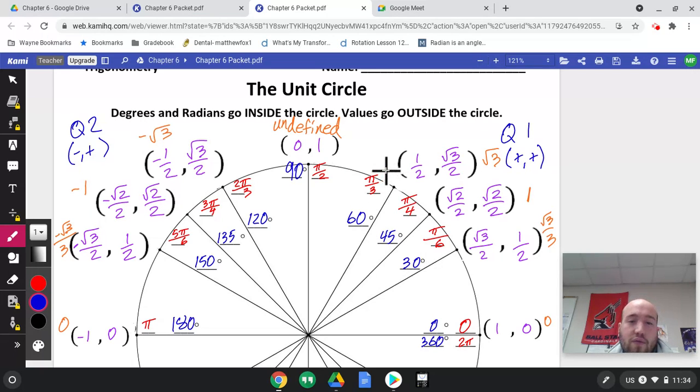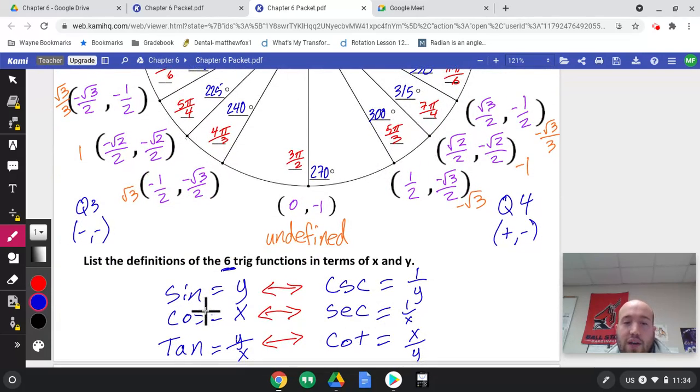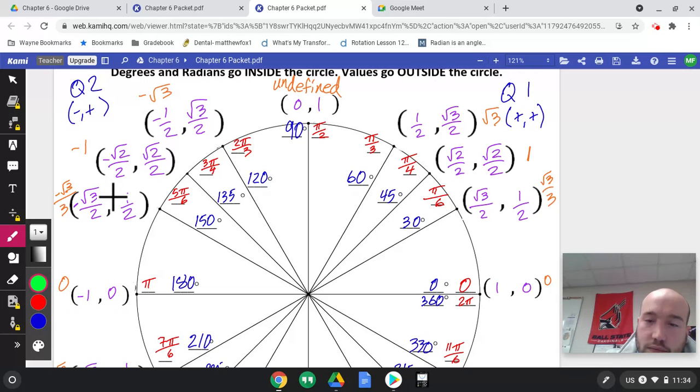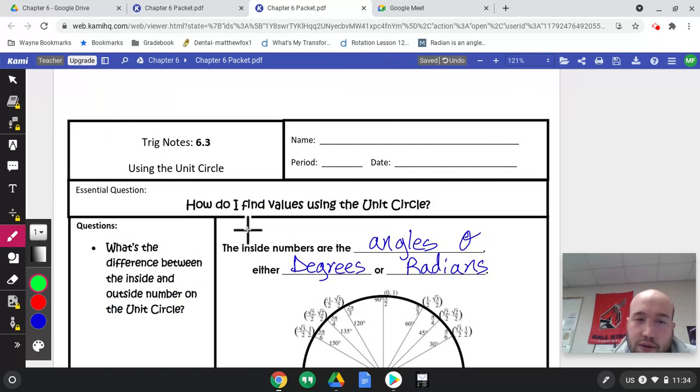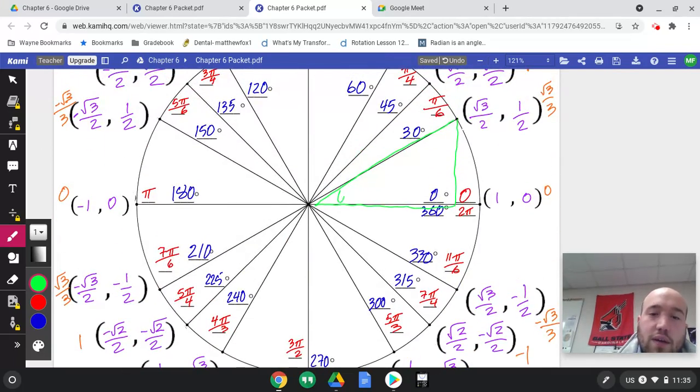Whenever we're using the unit circle and we are asked for sine, remember we can find sine just by finding whatever the y value is. The reason is that we know the radius is 1. So if we had a triangle here, let me actually draw that in quick. This angle right here is our theta.